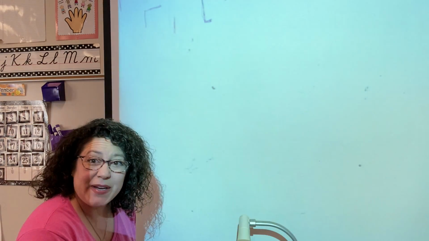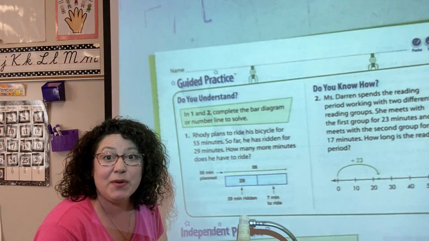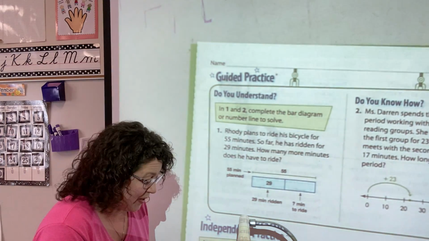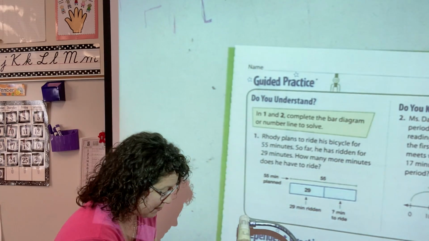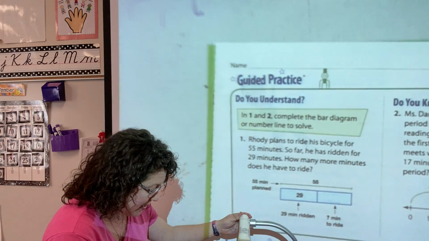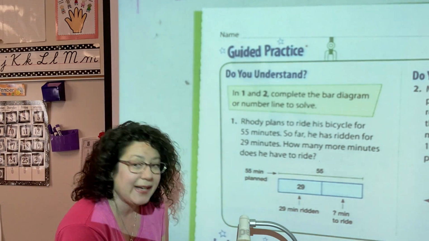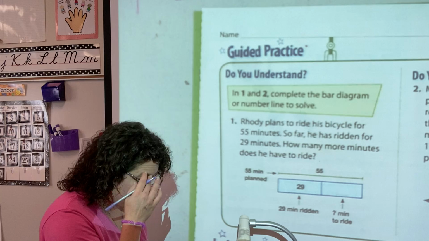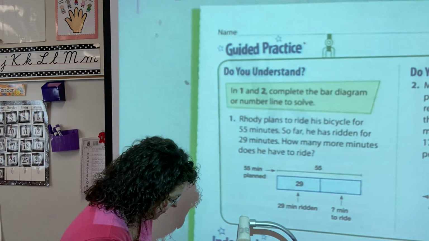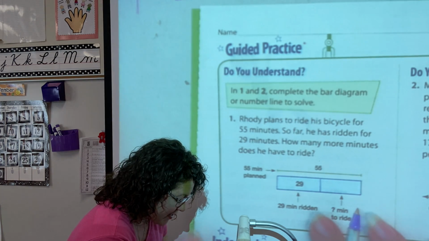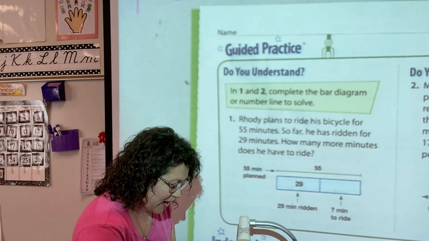And like I said, when you're reading word problems, you need to read them more than once because sometimes they put in extra information that you're not going to use. And we're going to come across that today. So let's look at number 1 right here. It says use the bar diagram or the number line. Again, you do not have to do that if you don't want to. Rhody plans to ride his bicycle for 55 minutes. So far, he has ridden for 29 minutes. How many more minutes does he have to ride?